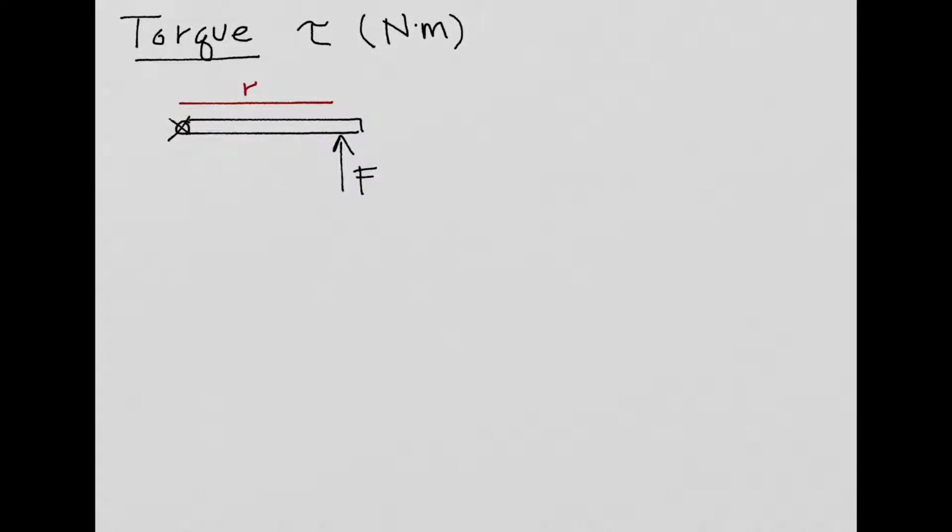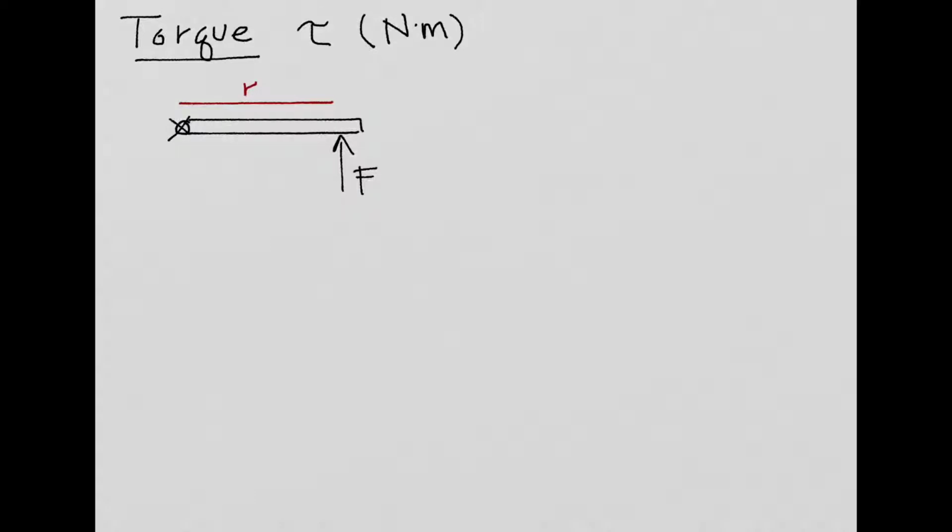If I push on an object with a force, it moves in a line. If I push on an object that has a hinge or a pivot point, if I push on it with a force at a certain distance, then that creates a torque which causes it to turn. So everything we've learned about forces and kinematics in the linear space translates to the rotational.